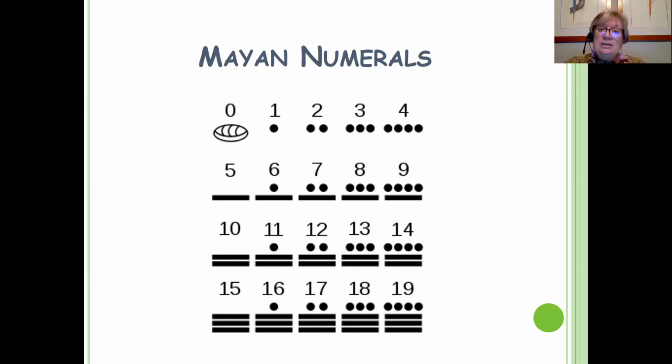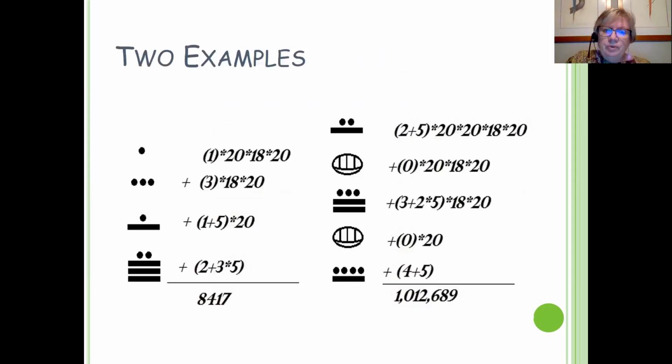Now, if you were to go out into the jungle in Honduras, and you would come across this stela that has Mayan symbols on it, you might be able to recognize some of the Mayan numerals, but they were written or carved vertically. So we're used to seeing things going this way, horizontally. Theirs were vertical. So here are 2 examples.